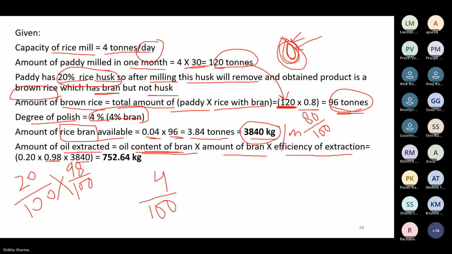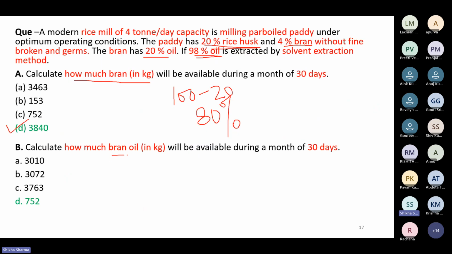Into 3,840, which is the amount of the rice bran we just calculated. So when we multiply all three, we are going to get 752.64 kg of the bran oil in 30 days of time. So option D is correct. Is this question clear to everyone?